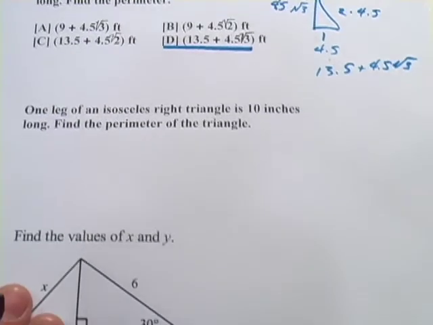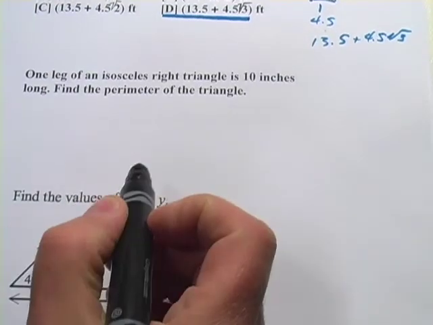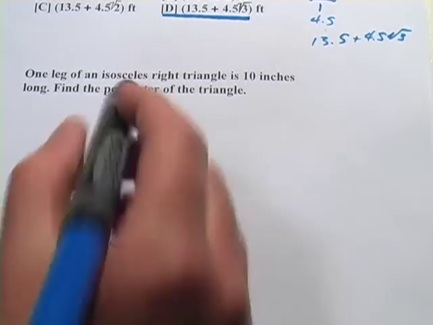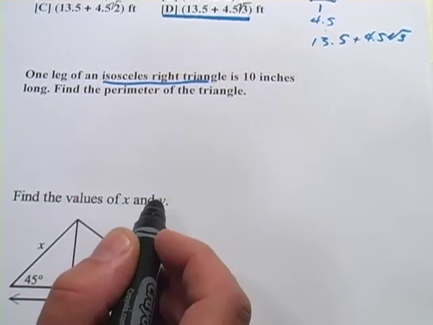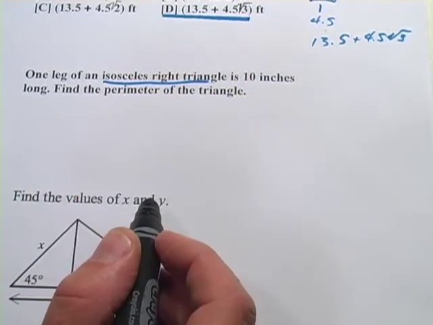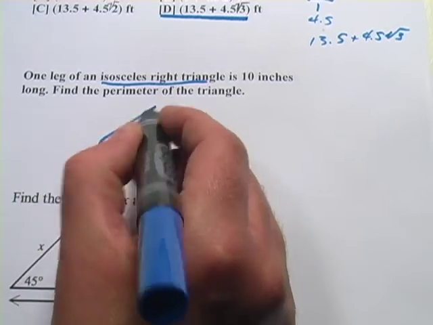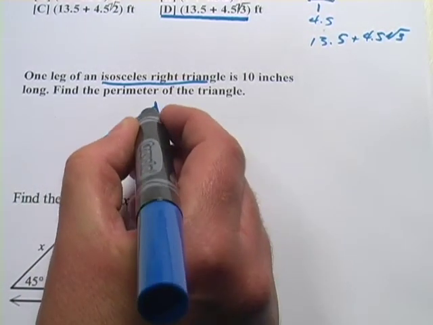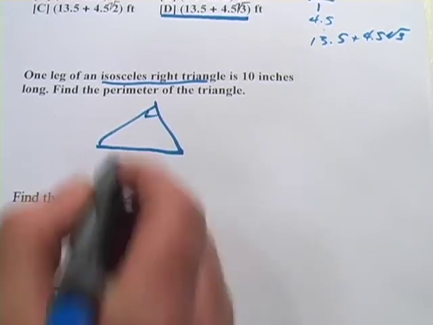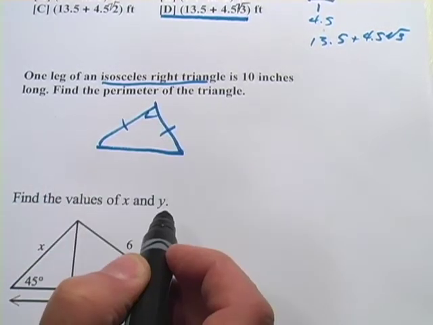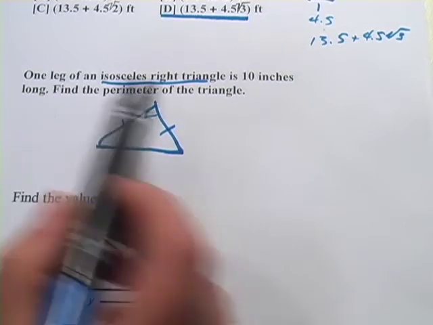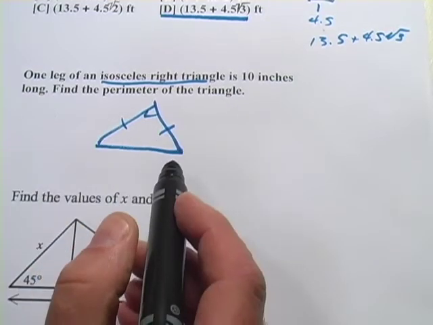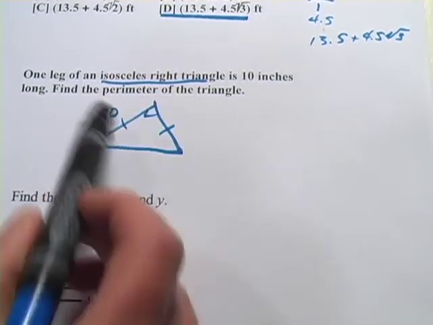Let's look at another one. This one says one leg of an isosceles right triangle. And right away when you hear isosceles right triangle, you should be thinking 45, 45, 90. So let's go ahead and draw that. I'll draw it with the base downward here and our right angle up there. So here's my 45, 45, 90, and it says one leg, that's one of these two guys, is 10 inches. And we want to find the perimeter.